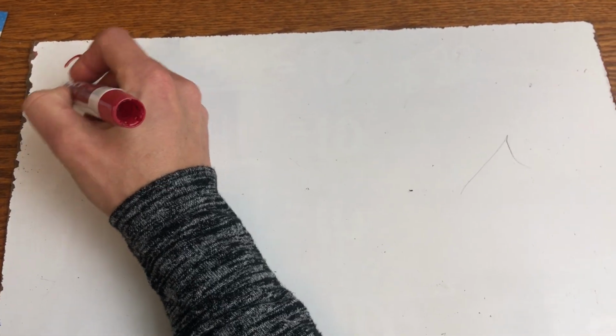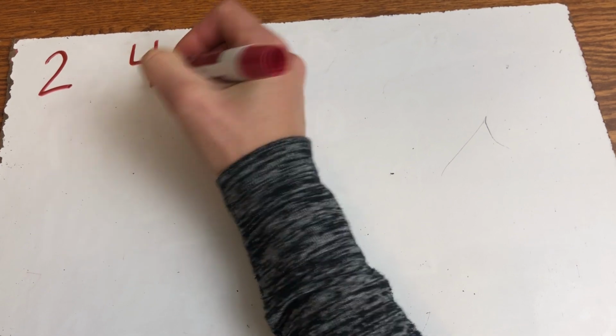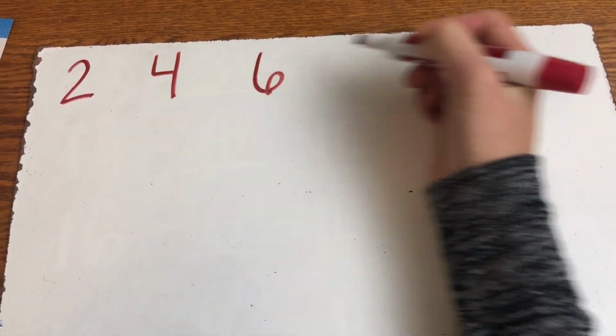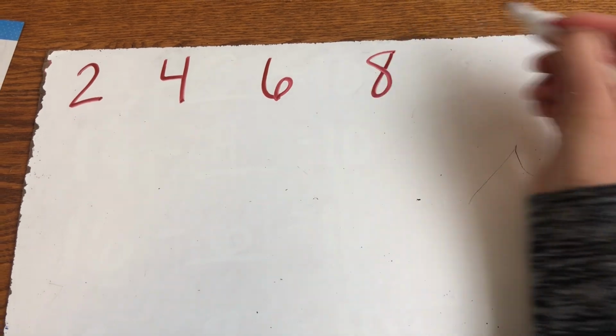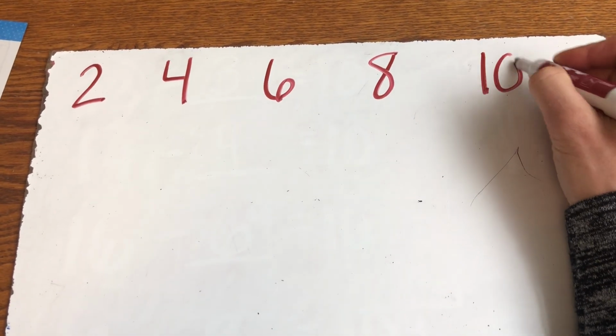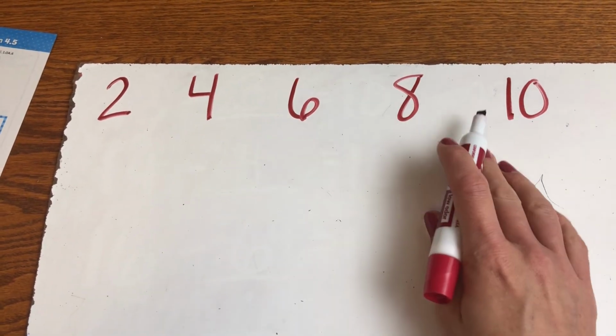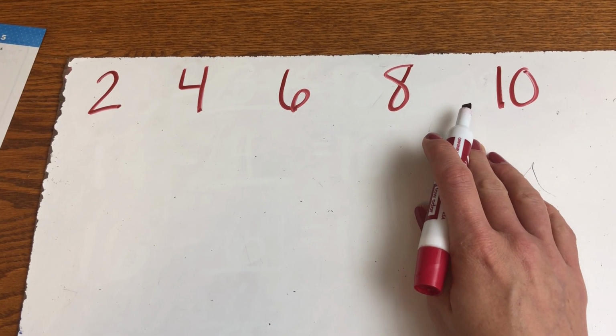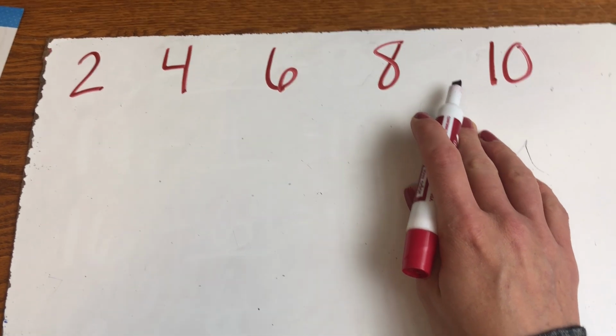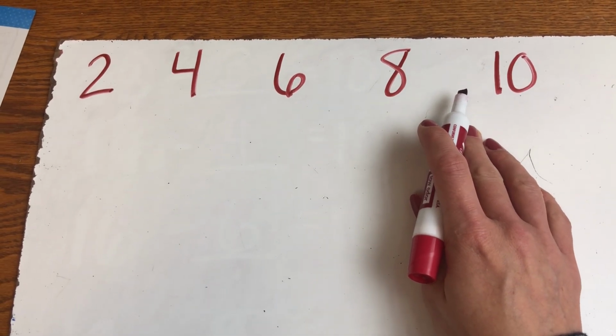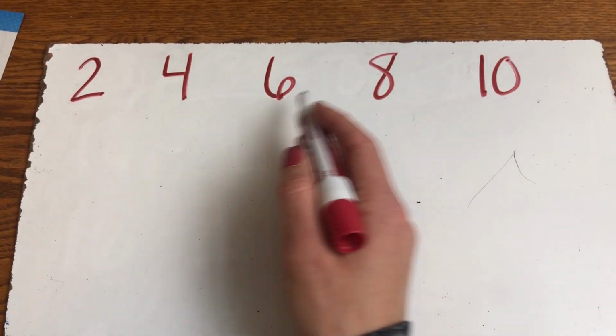Let's practice now writing our numbers by 2s. Are you ready? Let's go to 30. Say it with me as we write. 2, 4, 6, 8, 10. Notice I have nice big spaces between my numbers so that I can tell them apart. Be sure you have spaces between your numbers also. Let's keep going. 2, 4, 6, 8, 10.